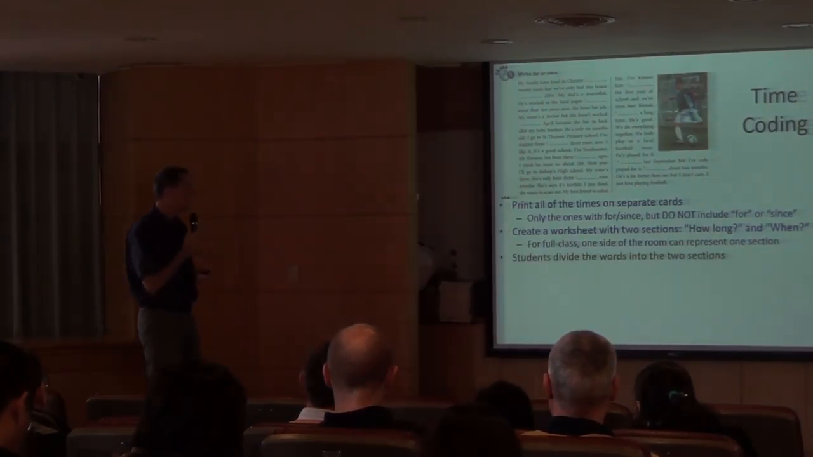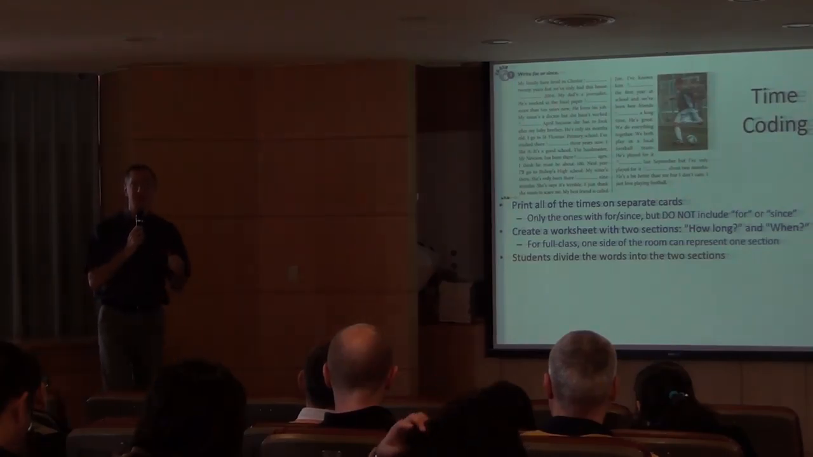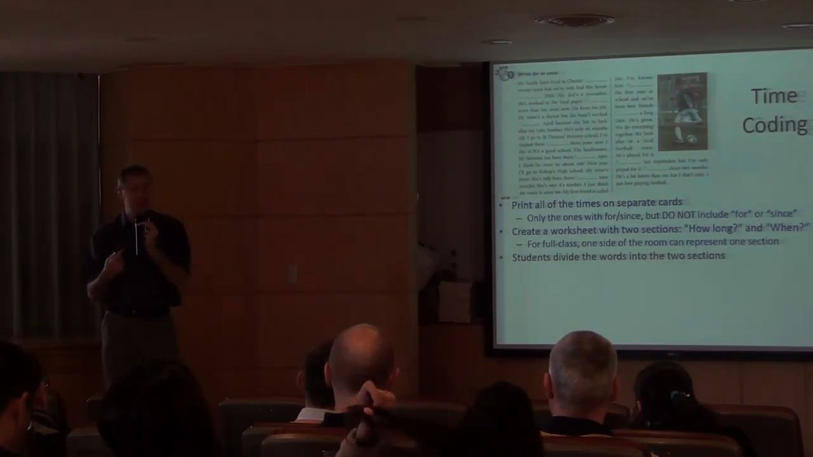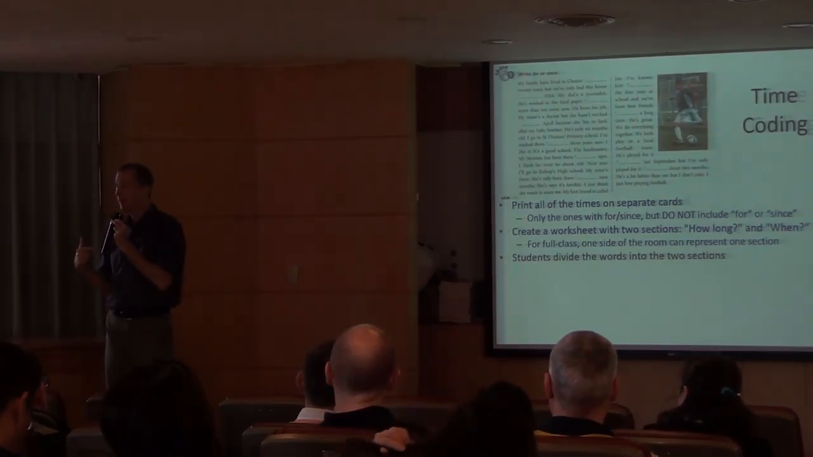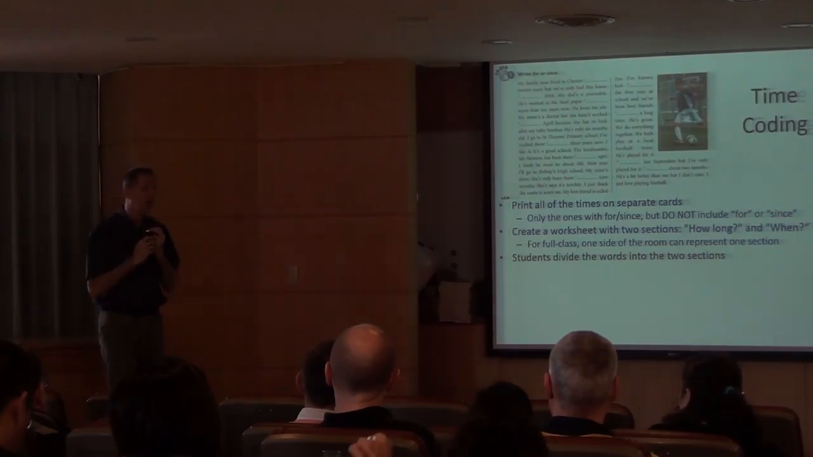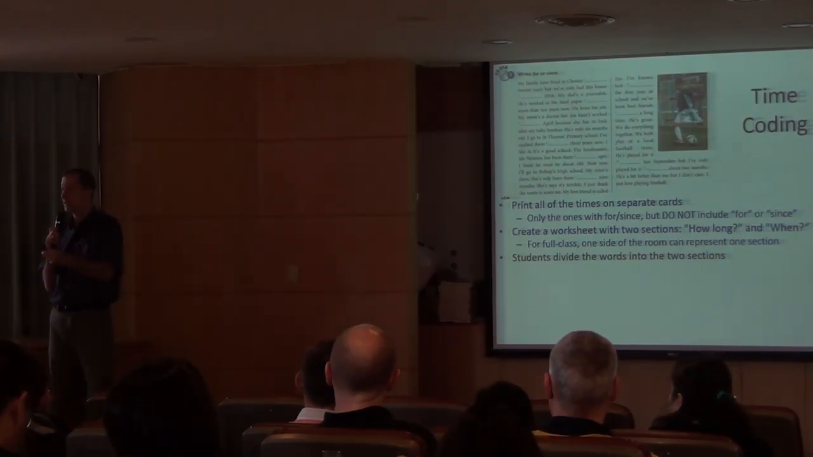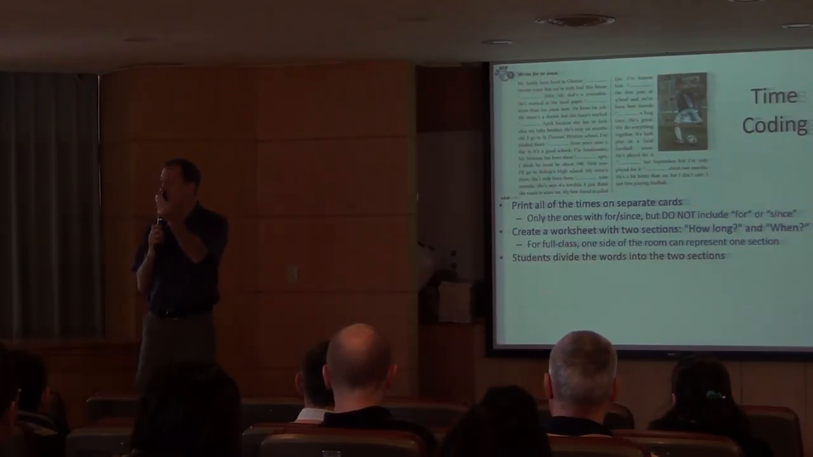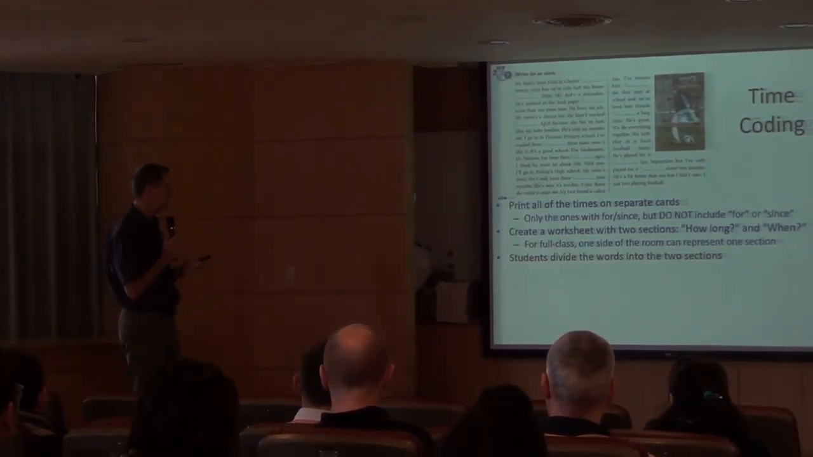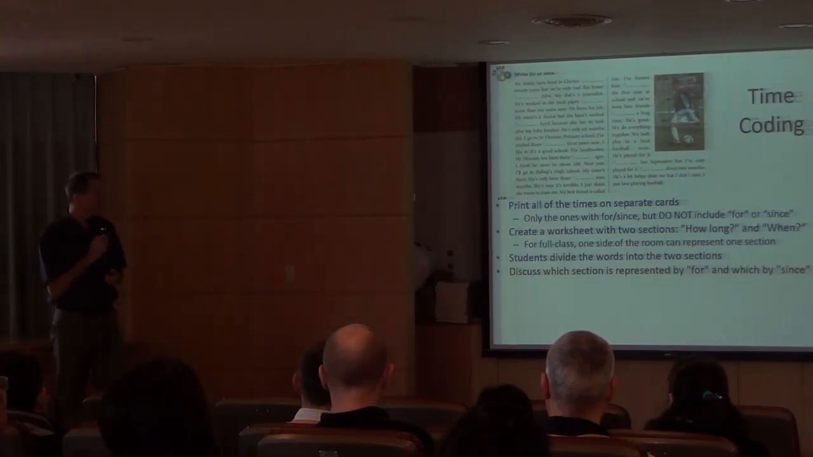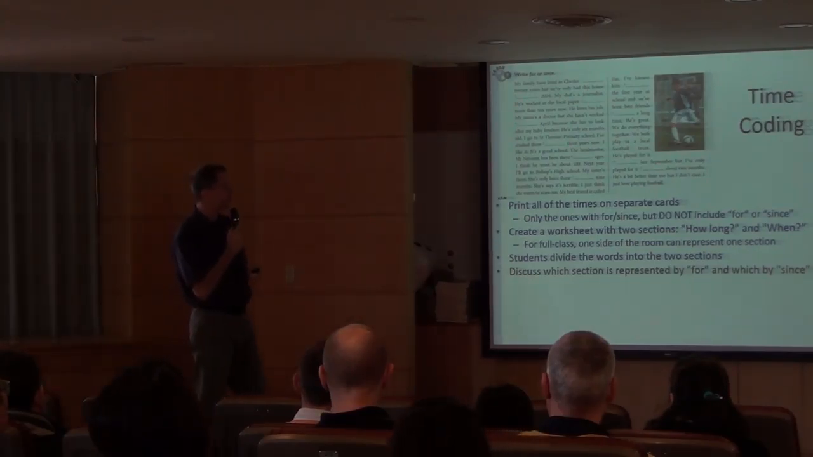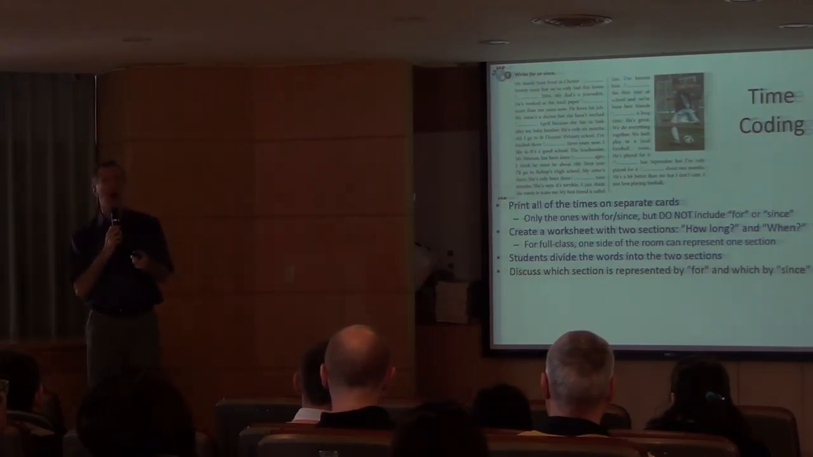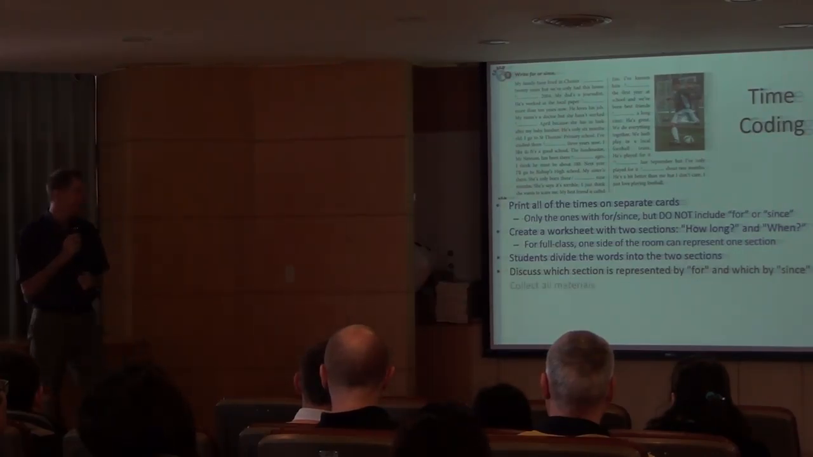Right? Students divide the words into the two sections. They have to do that by themselves. They can ask the other students questions. They can discuss it. But the teacher does not tell them where to go. If there's a student and he doesn't know which side to go to, the teacher can lead them to the answer, but doesn't actually give them the answer. Discuss which section is represented by for, and which one is since, and then you can also discuss why this one is for and why this one is since.